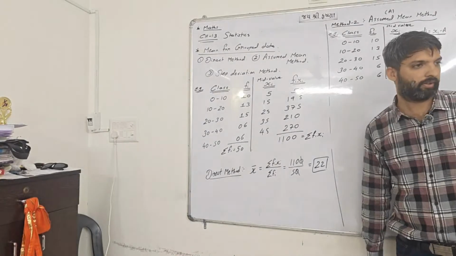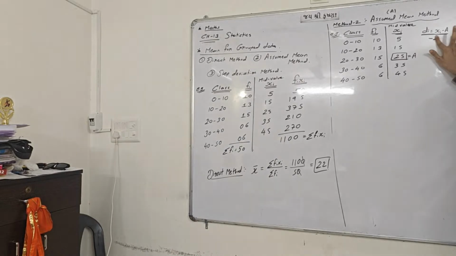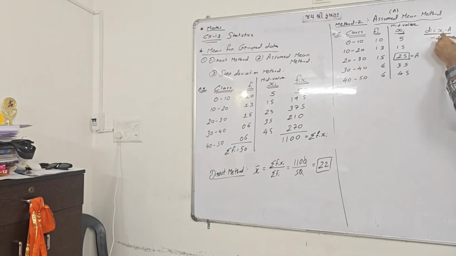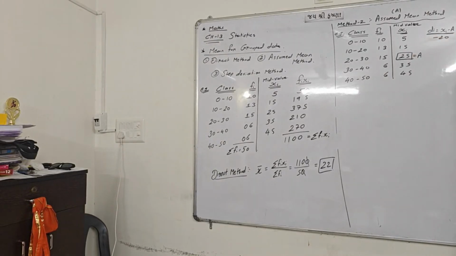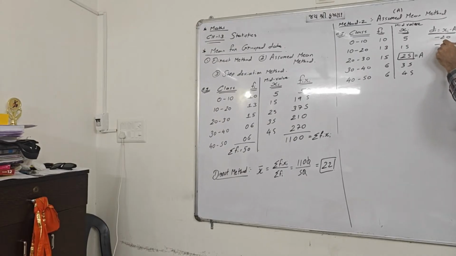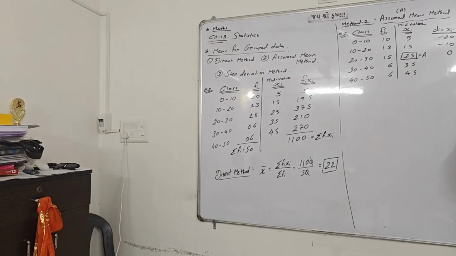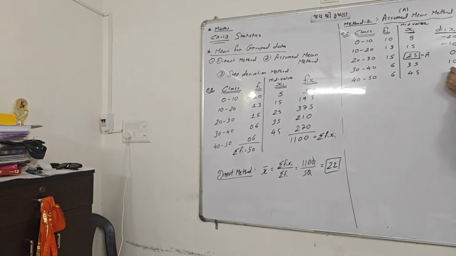Then 15 minus 25, minus 10. Then 25 minus 25, then 35 minus 25, and then 45 minus 25.